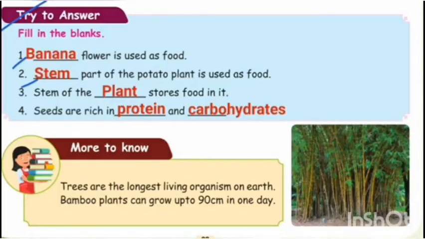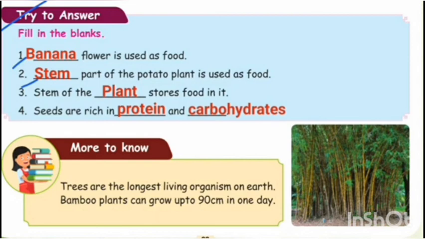Try to answer, fill in the blanks. Banana flower is used as food. Dash part of the potato plant is used as food. Stem. Stem of the plant stores food in it. Seeds are rich in protein and carbohydrates.